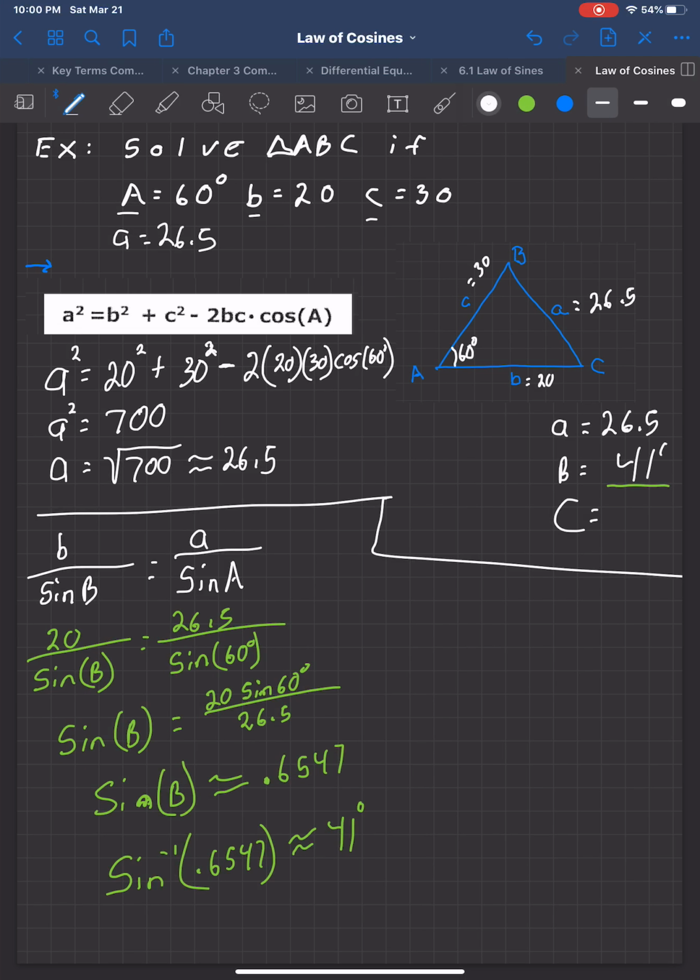Well, this has now become trivial. What's the last piece of information we need? We need angle C. And do you have the other two angles? You do. So 180 minus 60 minus 41 tells me that angle C is equal to 79 degrees. Not bad, right? So almost always you're going to use the law of cosines once, and then you'll get to go back and use the law of sines.